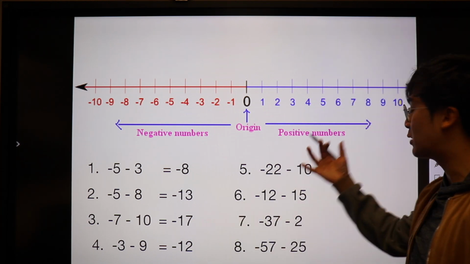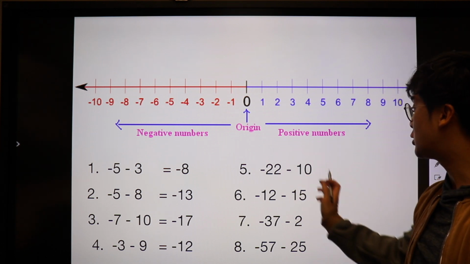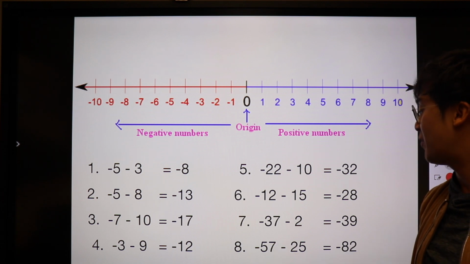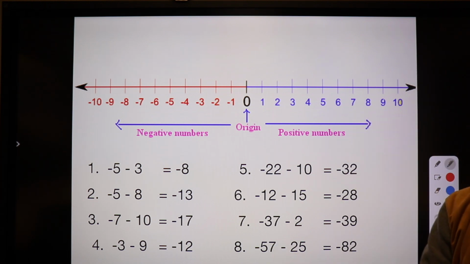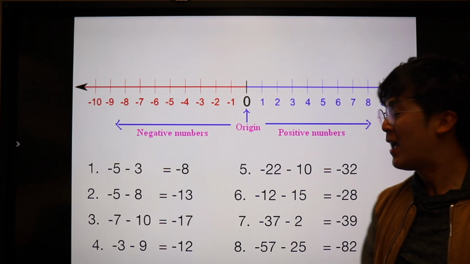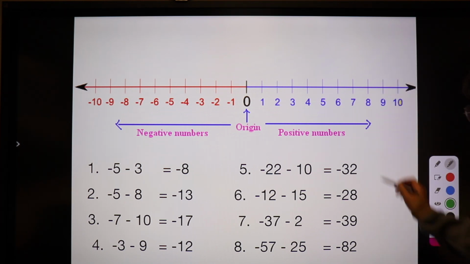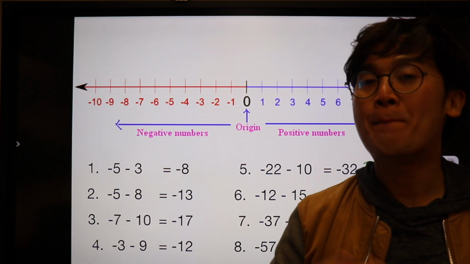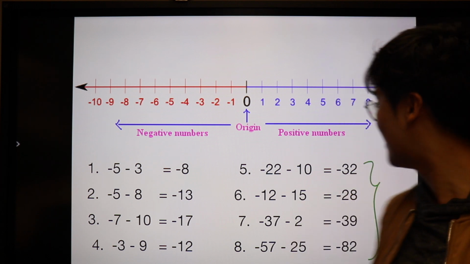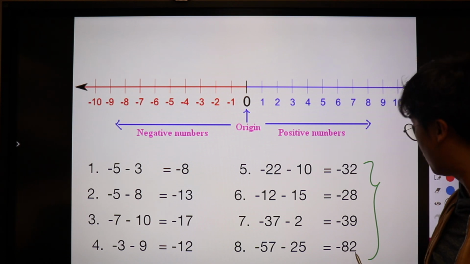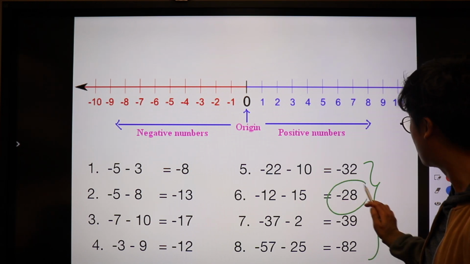And if we're going to actually solve these problems, negative 22 minus 10, negative 12 minus 15, negative 37 minus 2, and negative 57 minus 25 will be as follows. And notice that all our answers are negative. And if I'm going to ask you among these numbers which number would have the biggest value, in this case, the number that has the biggest value obviously is not negative 82, but is going to be negative 28.